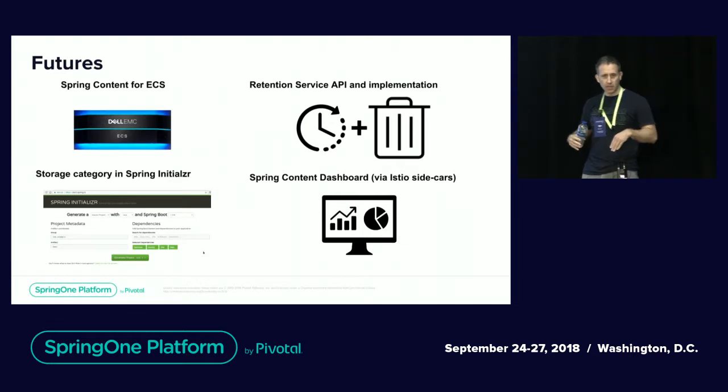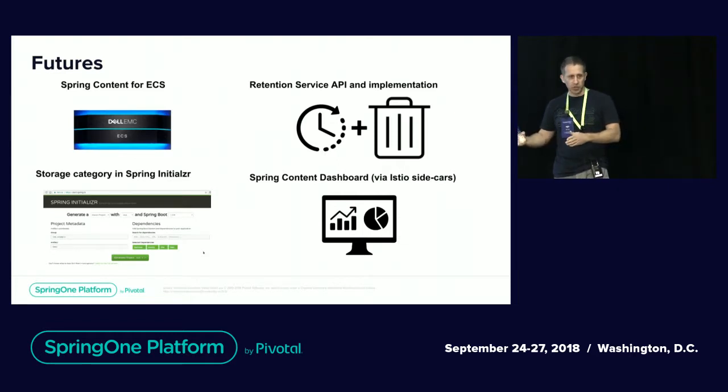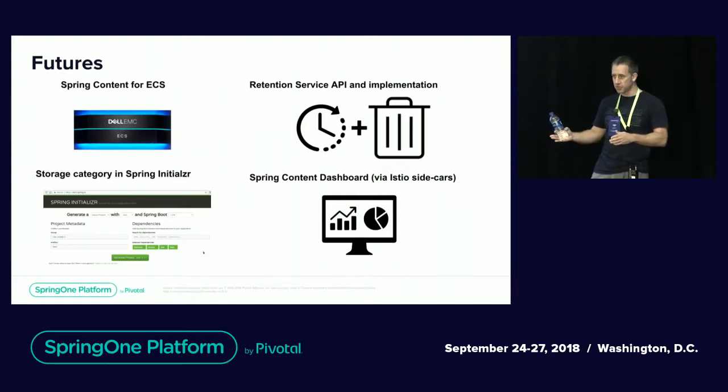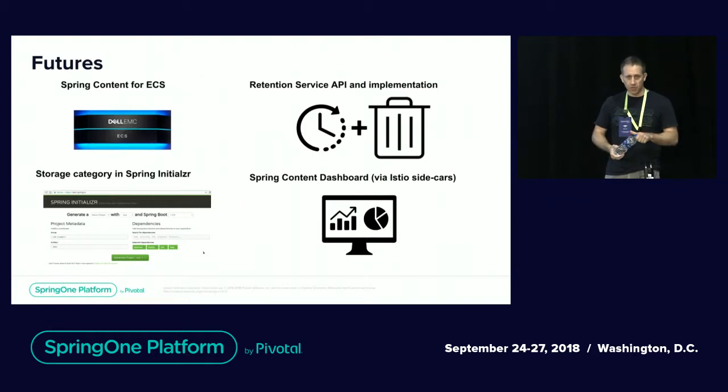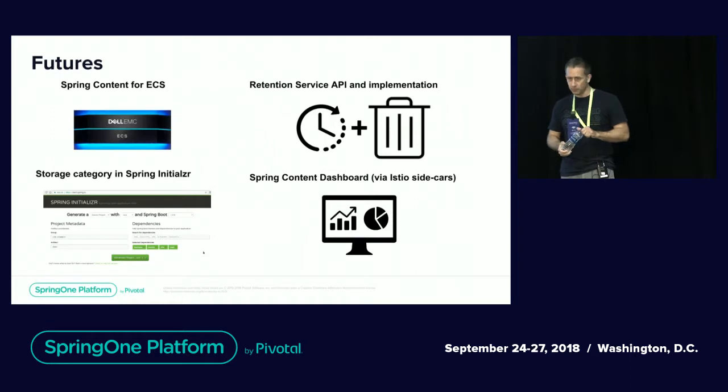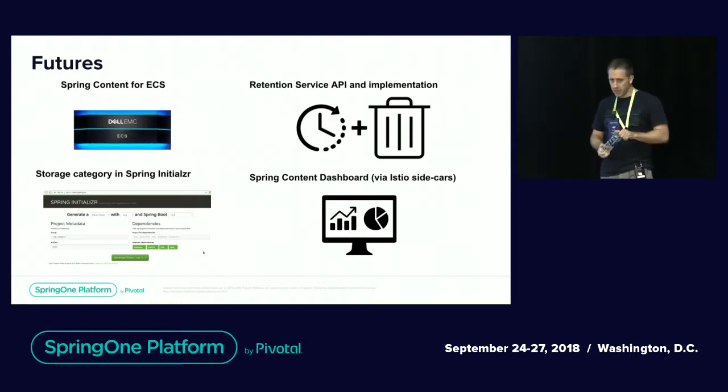So this will sit beside our Spring Content for S3 that we already have, which is a generic module for S3 storage. The Spring Content ECS will expose some of the clever things that we can do in ECS that other S3 object stores can't do. Things like retention policies and clever byte range requests, and so on. Which leads me to my second point.